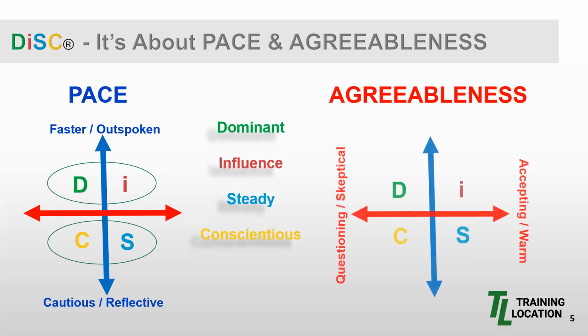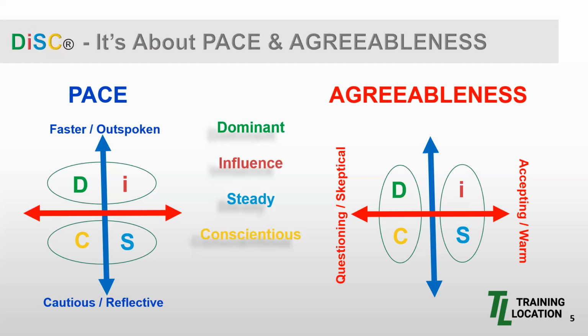Now let's look at agreeableness. We see that the D and the C share questioning and skeptical agreeableness. And we also see that the I and the S share accepting and warm agreeableness. In other words, they each know a little bit about the language of the other. You can see how I can make the same inference about language that I made about the pace grid by looking at similarity in agreeableness.